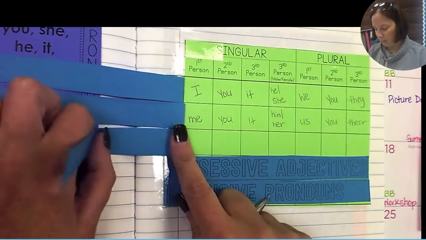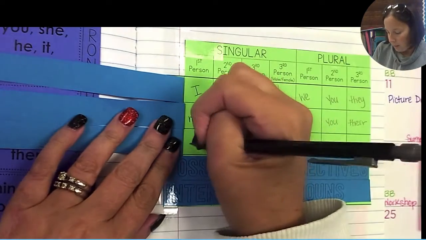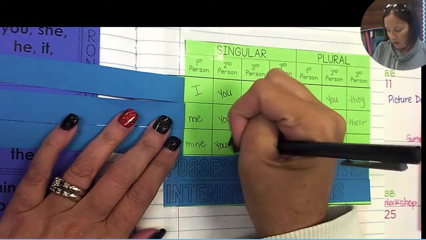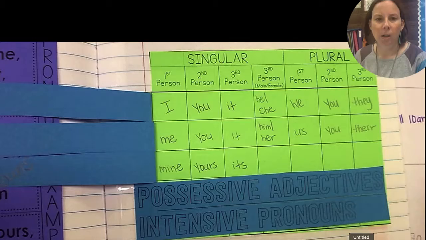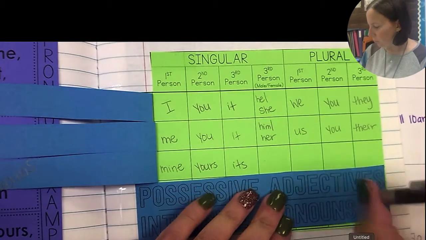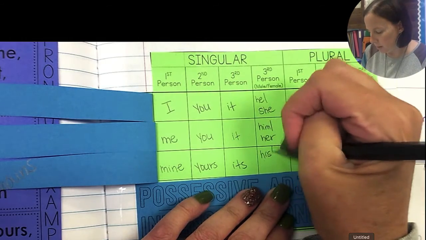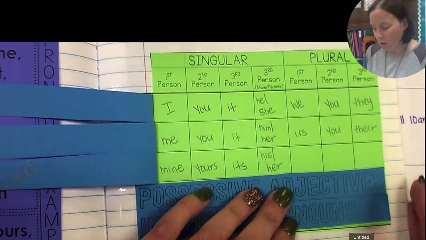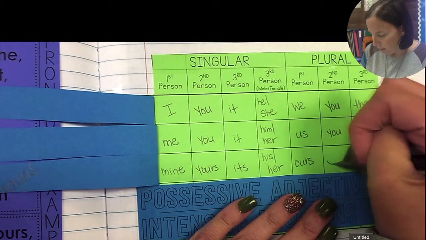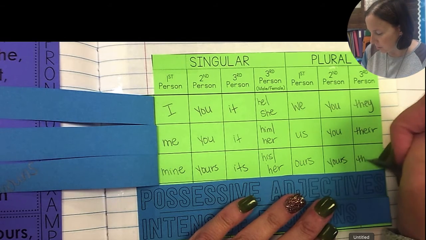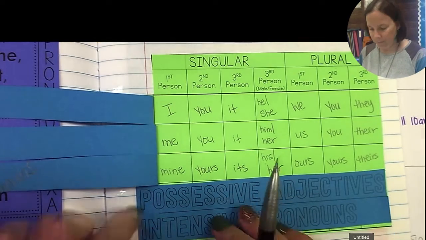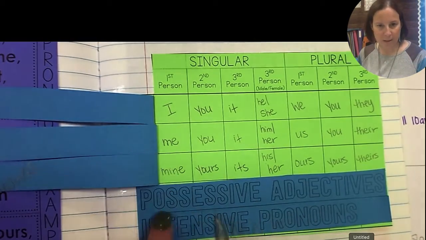Possessive pronouns. Mine. Yours. Its. Okay, so for third person, we are going to have his or her. Once again, we're moving into the plurals. We have ours and yours and theirs. Okay, so listen. These are confused so often, and we're going to have even another foldable about this.